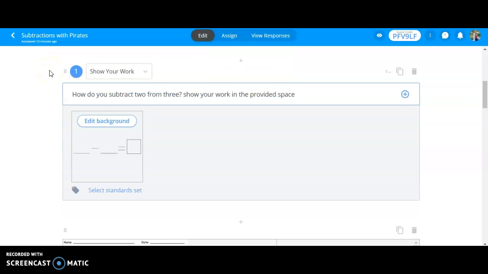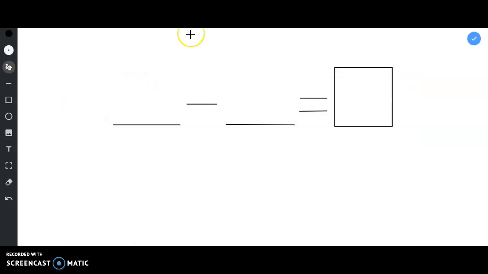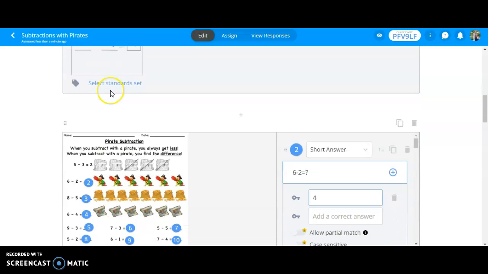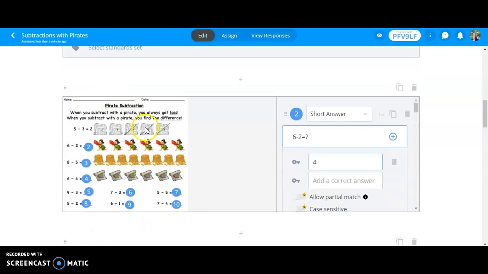For our first question, you should have gone through and filled this out. If you clicked on the box, you should have been able to draw numbers in it. If we had 3 pirates, and we subtracted 2, what would we have ended up with? That's what you should have drawn in this box, and that would have been a 1. Then you'll scroll down a little further, and the next part brings up this paper.